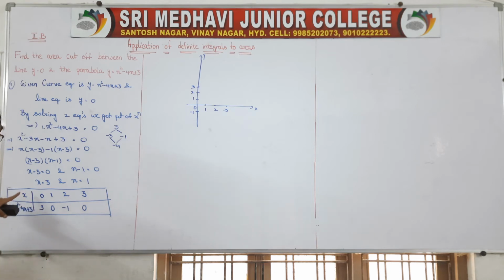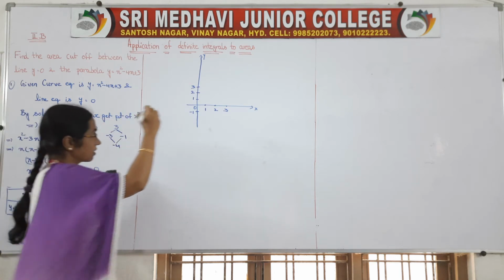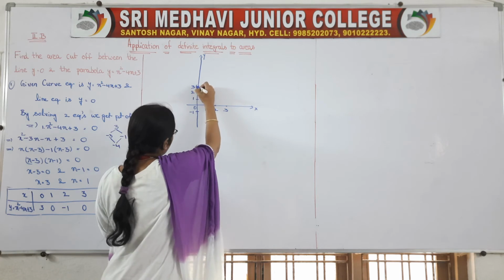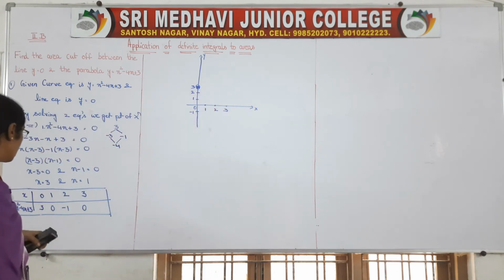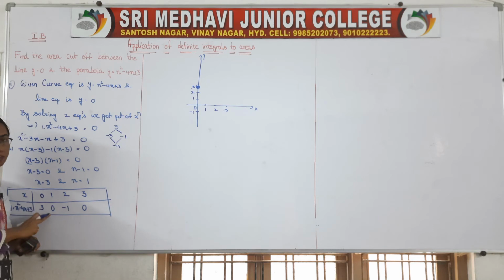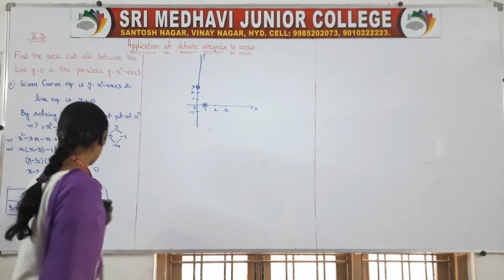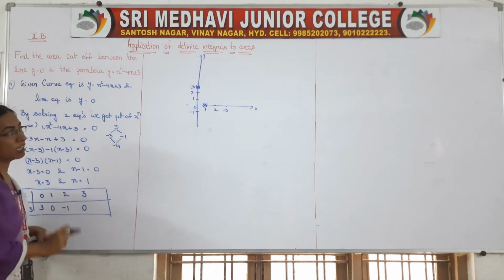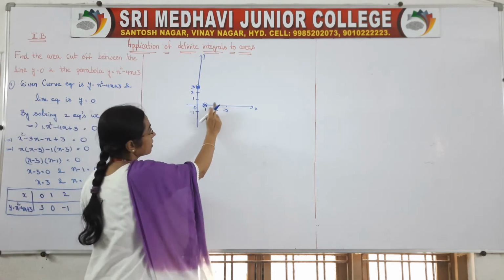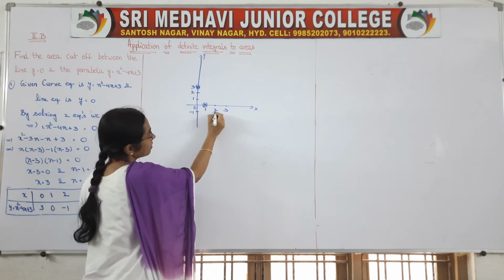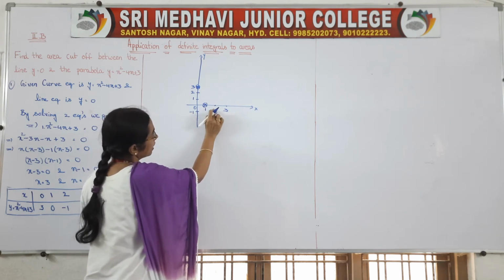locate the points. First, x 0, y 3. X coordinate 0, y coordinate 3 means on the y axis. So, this is your point. Next, x at 1, y at 0. X coordinate is there, y coordinate is 0 means on the x axis. So, here it is. This is the point. Next, 2 at minus 1. So, 2 on the x axis, minus 1 on the y axis. So, this is the point.